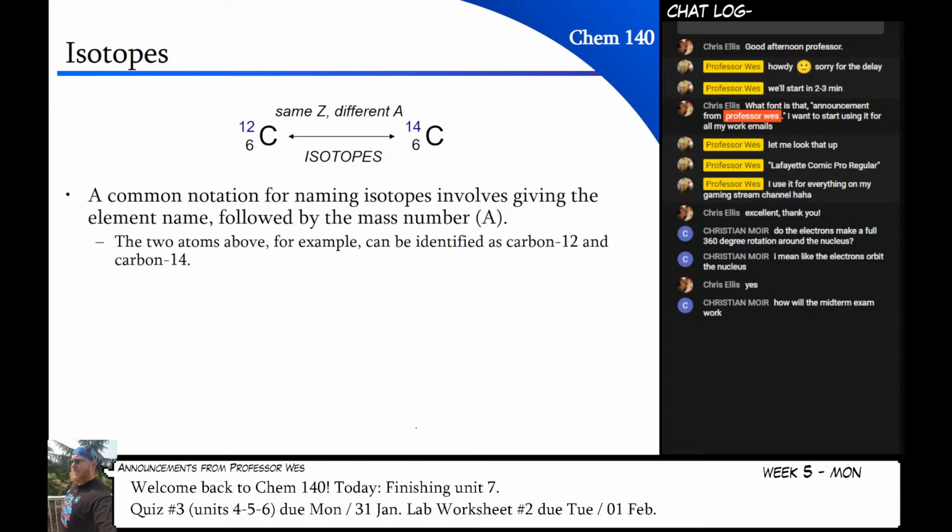Now, the notation for naming isotopes is very simple. What you end up doing is you say the element name and then you put a hyphen and then the mass number after it. So carbon-12 is carbon with mass number 12, or 6 protons and 6 neutrons. Carbon-14 would be 6 protons and 8 neutrons for a mass number of 14.